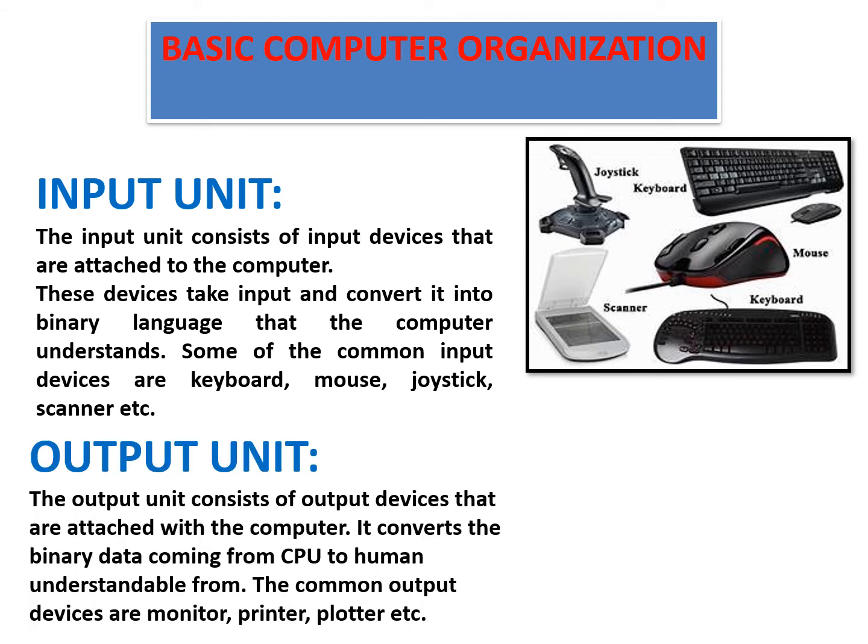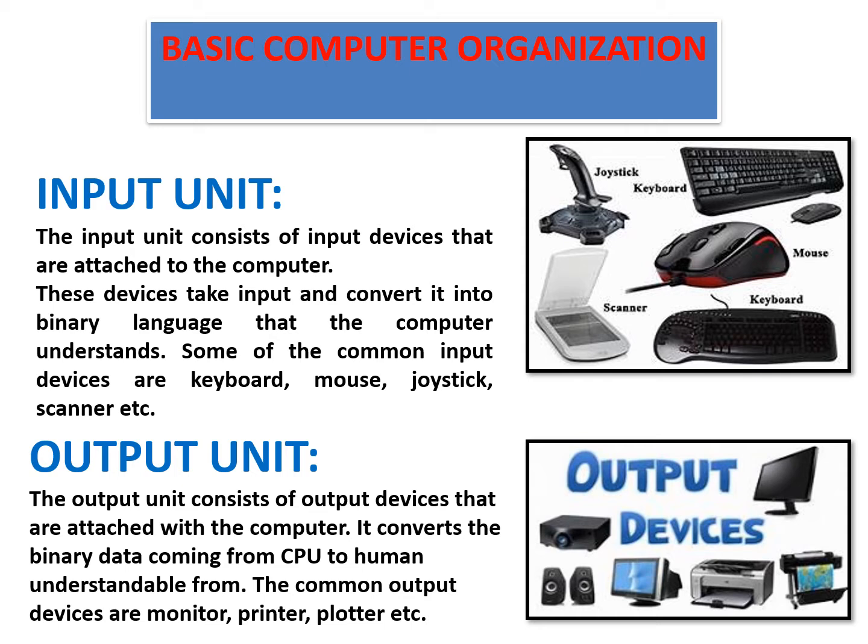Now, the next unit is the output unit. How does this output unit work? The input was in the form of binary level language, and the output unit converts that binary data coming from the CPU to human understandable language, so that whenever you get any output on the monitor or on the printer, it is in the human understandable form. A simple human being, a layman, can understand the output. I hope the working of input unit and output unit is clear.